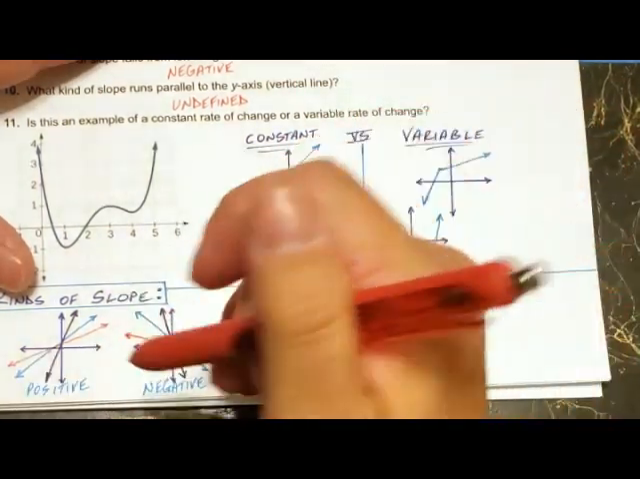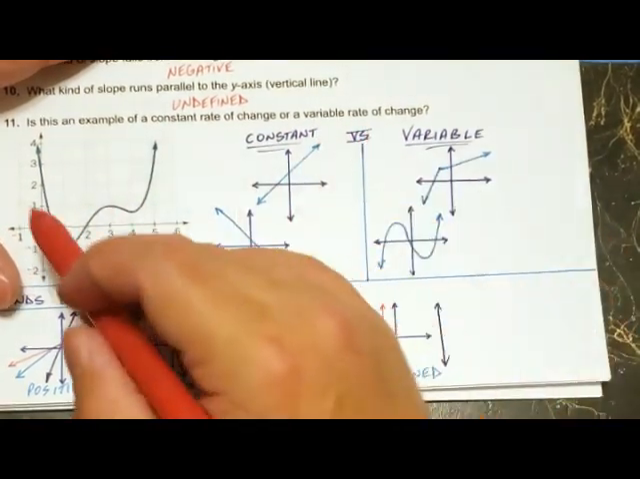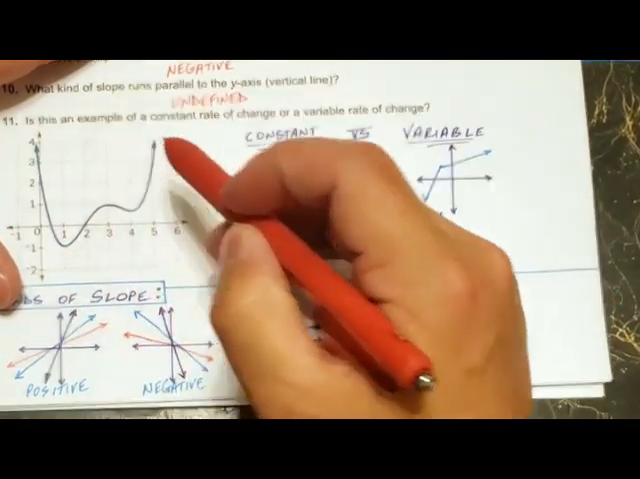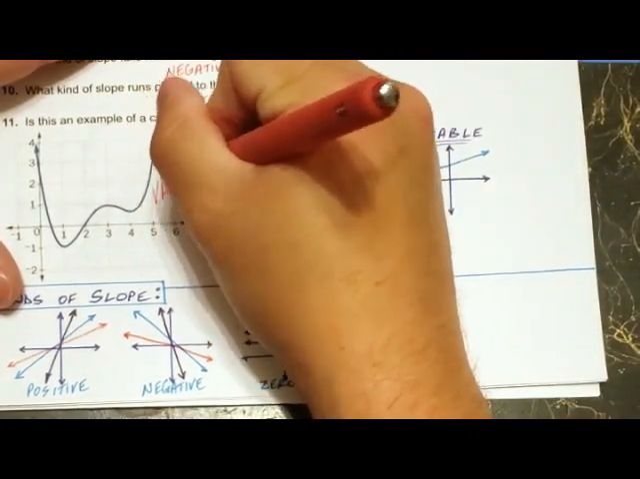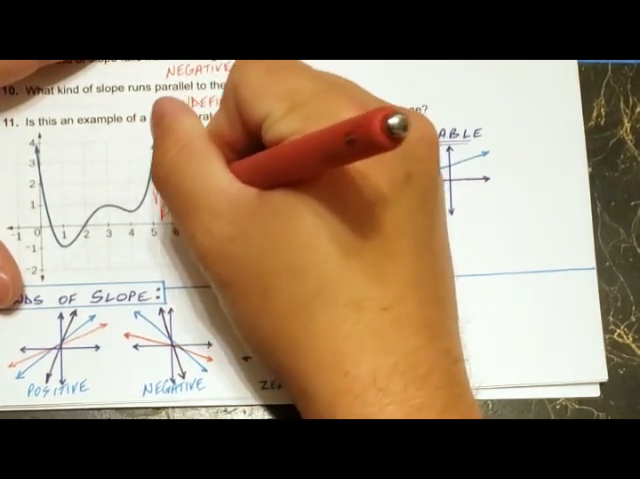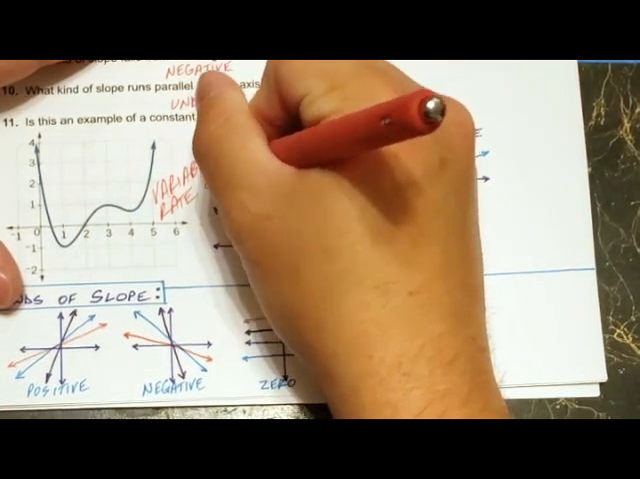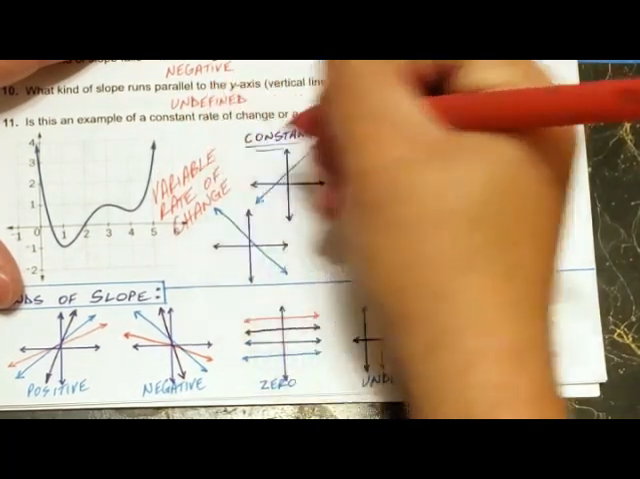So for number 11, is this an example of a constant rate of change or a variable rate of change? Well, it's got a curve in it. So if it's got a curve, it is a variable rate of change. Easy peasy.